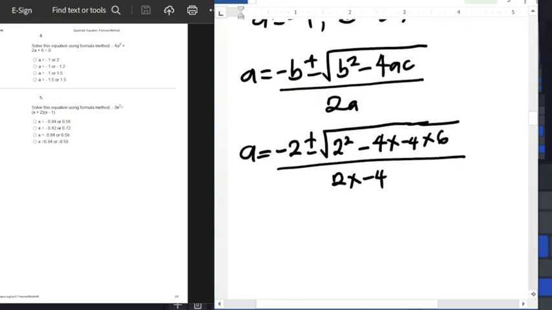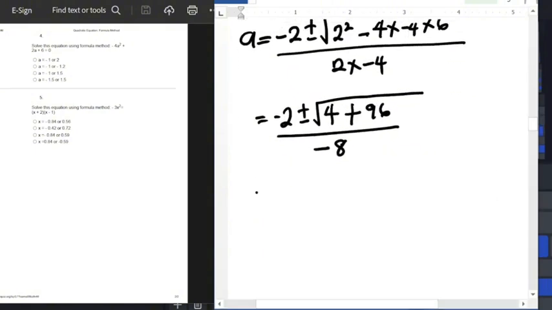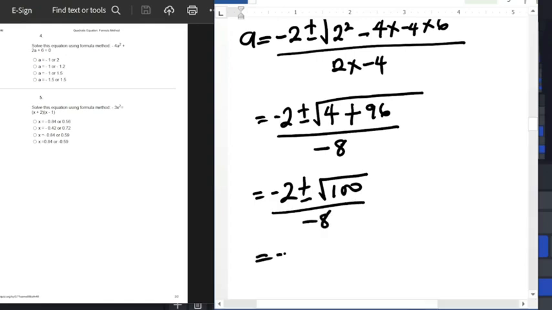I hope this is clear. So this is minus 2 plus or minus the square root of 2 squared, which is 4, minus, the minus times minus we change to plus, so 4 times 4 times 6 equals 96, divided by minus 8. So this will give us minus 2 plus or minus the square root of 100 divided by minus 8, which is minus 2 plus or minus 10 divided by minus 8. I hope I'm making sense.